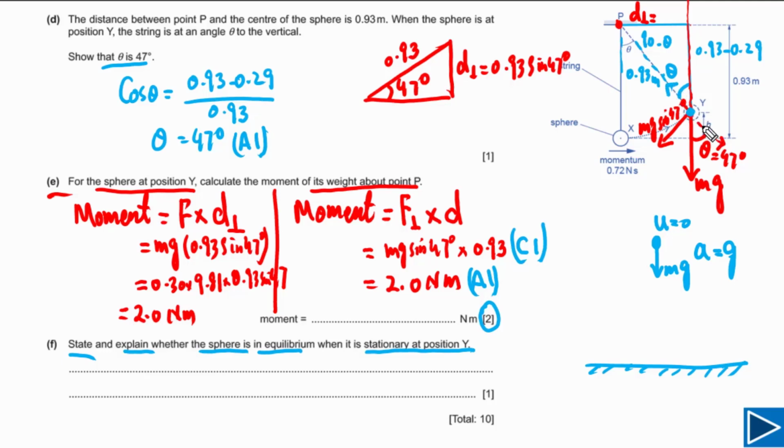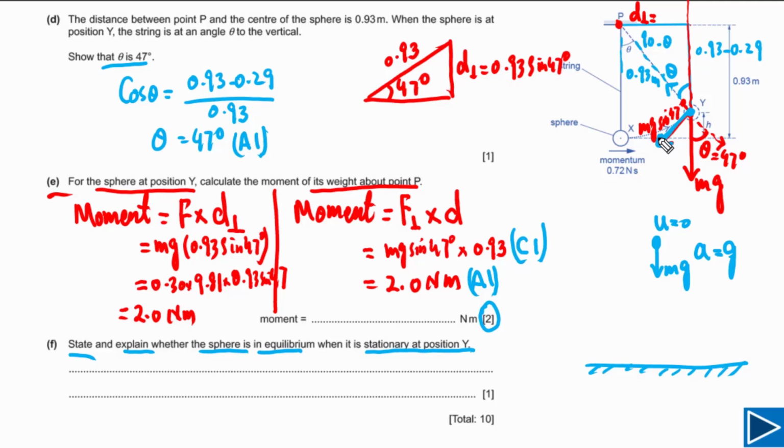And one is a component of the weight that is acting along this line, and these two are equal because the sphere is not moving along this line. But the sphere will start moving this way, and so there is a force acting on the sphere, and this force is the component of the weight. So this is mg sine 47. So this is the component of the weight.